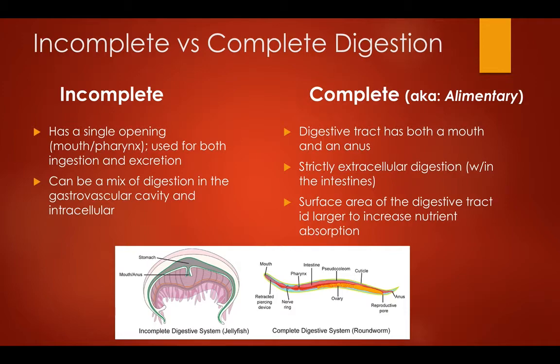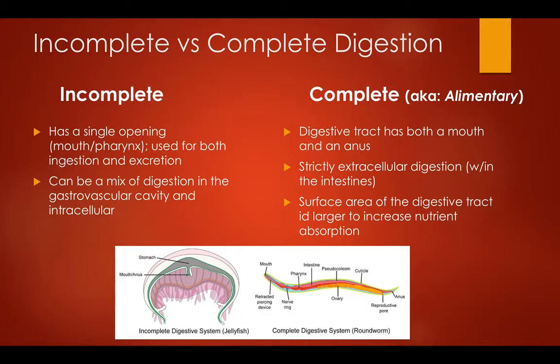In contrast, for complete digestion, the digestive tract has both a mouth and an anus. This is strictly extracellular digestion within the intestines. So the first time we see that is when we introduced our nematodes, our roundworms, where we had a separate mouth and anus. So complete digestion passes through the whole shebang.